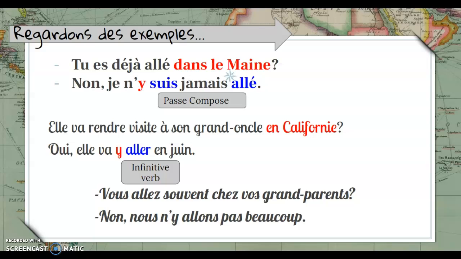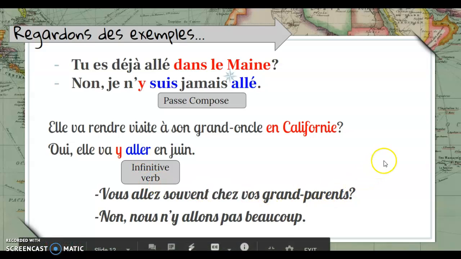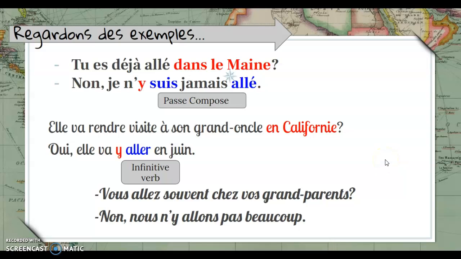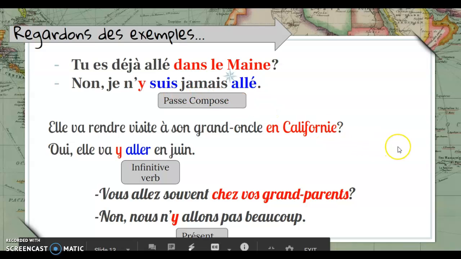Last example. Vous allez souvent chez vos grands-parents? Non, nous n'y allons pas beaucoup. Here, it's right in front of my allons, which is just the present tense. Okay? So always in front of either the infinitive. If there is no infinitive, it's going to go in front of my conjugated verb.